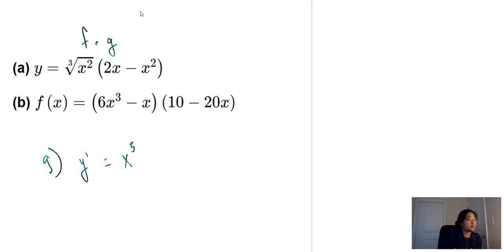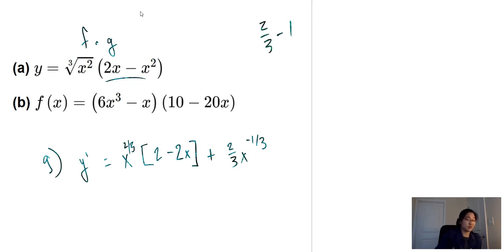X to the, I'm going to flip that into a 2/3 power, times the derivative of the second, which is g, so that's 2 minus, power rule, 2x, plus the derivative of this one, which is what? 2/3 x to the negative 1/3 power, because 2/3 minus 1 is negative 1/3, cool, times that second function g, 2x minus x squared.